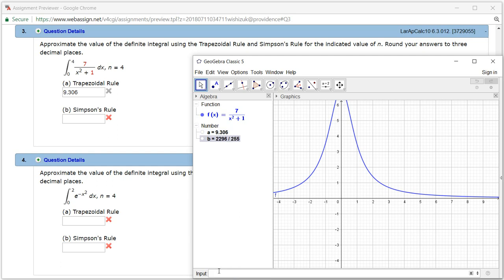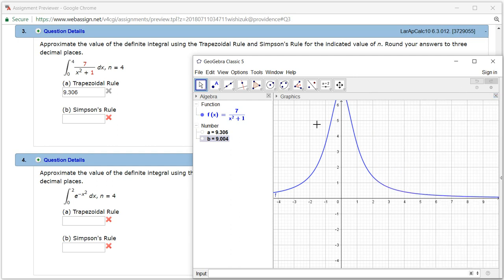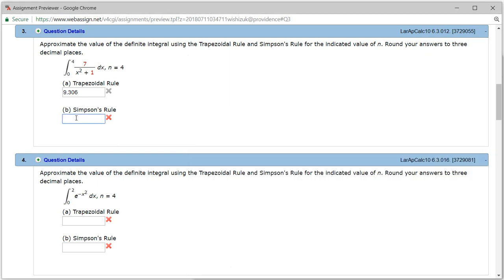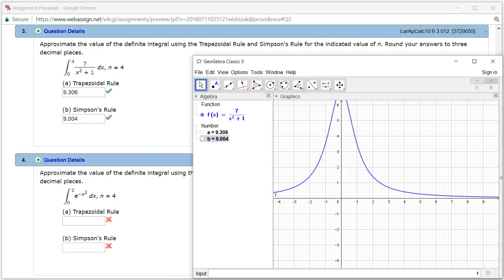Hit enter. Again, right click on this, object properties, algebra, uncheck symbolic. So we get 9.004. Let's check the answer. Submit for testing. All right, it came back. Looks like we got both of them correctly. All right, that's it. I hope that this was clear.